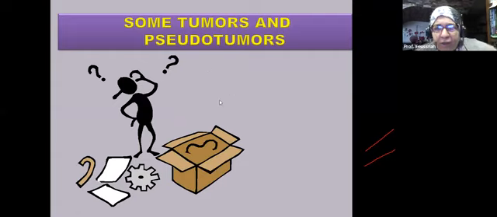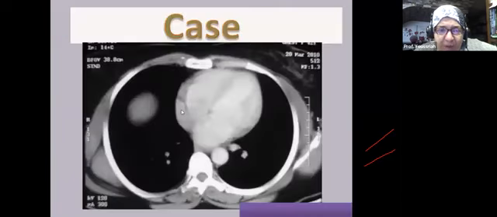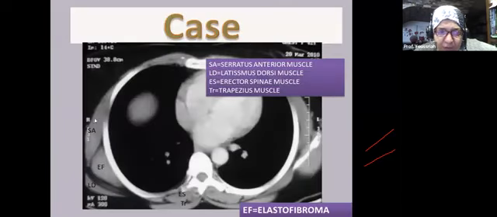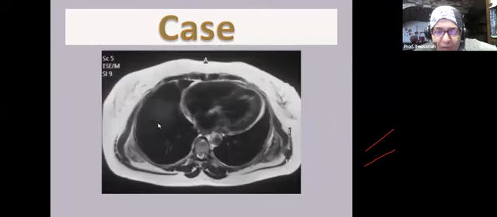Now, some tumors and tumor-like pseudotumors of the chest wall. The classic elastofibroma, which lies deep between the serratus anterior and latissimus dorsi. This is the position of the elastofibroma. It's a pseudotumor. This is the elastofibroma in MRI. In MRI, the elastofibroma may be isointense to muscle, or may be hyperintense to muscle, according to the ratio of elastic tissue and fibrous tissue within. But here, as you can see, there is bilateral elastofibroma that is very clearly seen.